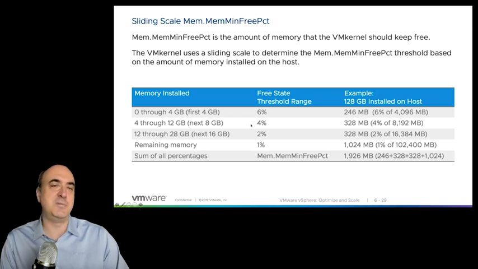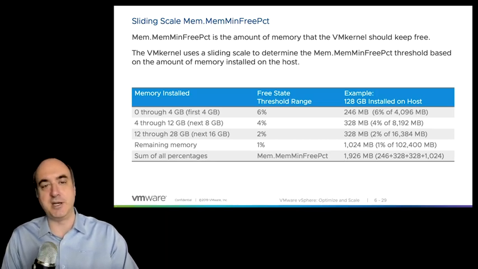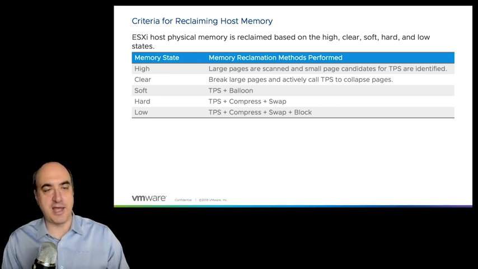But then every amount of memory beyond 28 gigabytes. So in our case, we have 128 gigs of memory. So we basically have 100 gigabytes left that the system's going to now look at and say, we're going to take 1% of that, so 1024 megs, and that will be part of the calculation. So then we sum up all of these numbers, and this summation is what the system is going to try to be above at any time. That's the goal the system needs to be at, above 1926 megabytes. So now we have that, we can gather where we need to be.